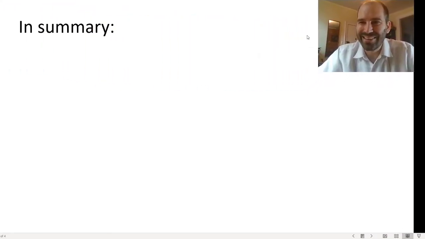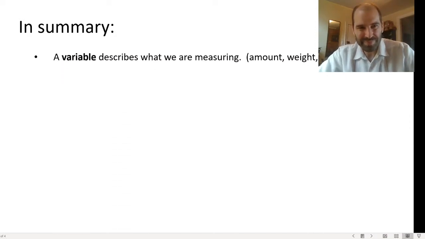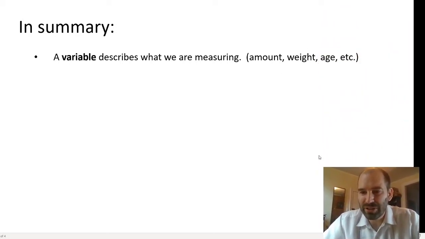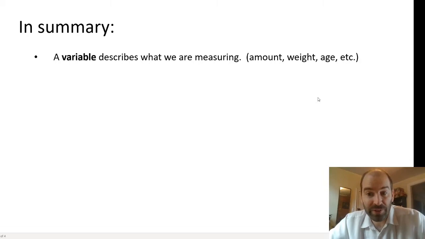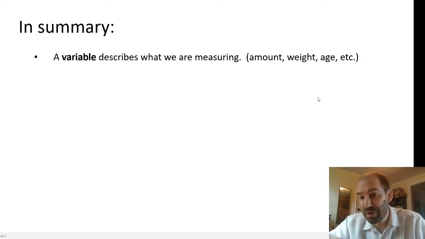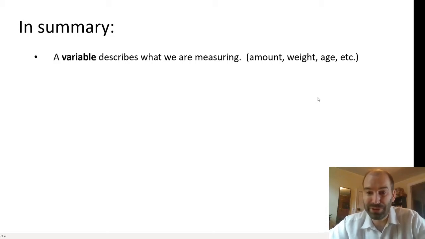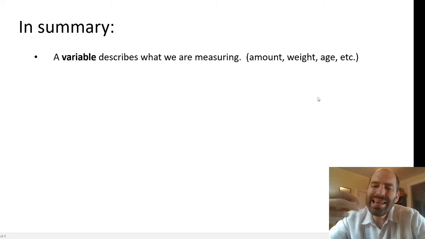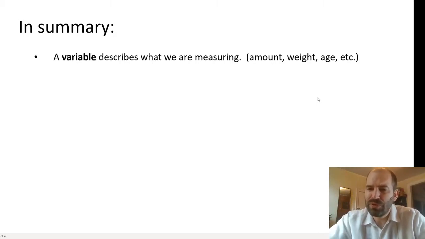In summary, what have we talked about? A variable describes what we are measuring, whether it be an amount. In this case, it's the amount of soda. You could also measure the weight of something, which may have been a better way to do this particular one if you wanted to be realistic about it. Might measure someone's age, any kind of thing that you've decided to measure.